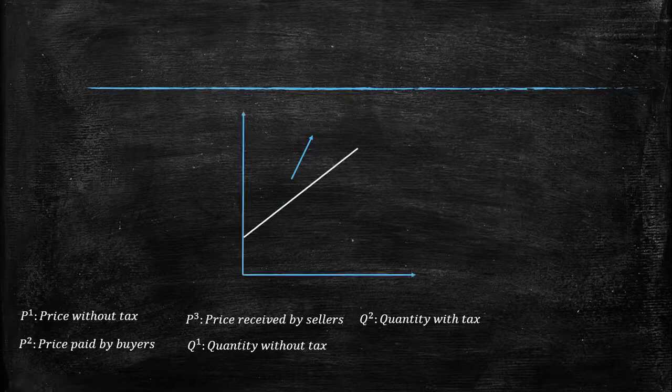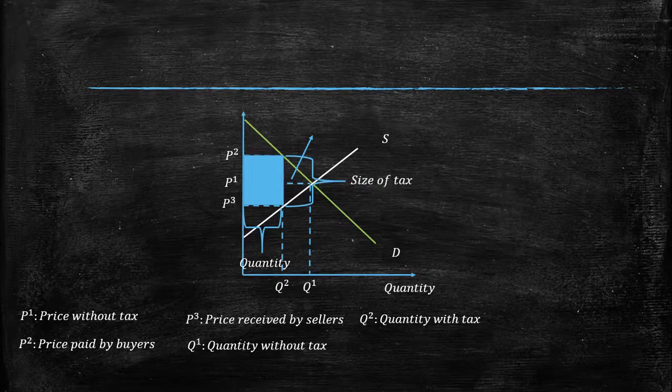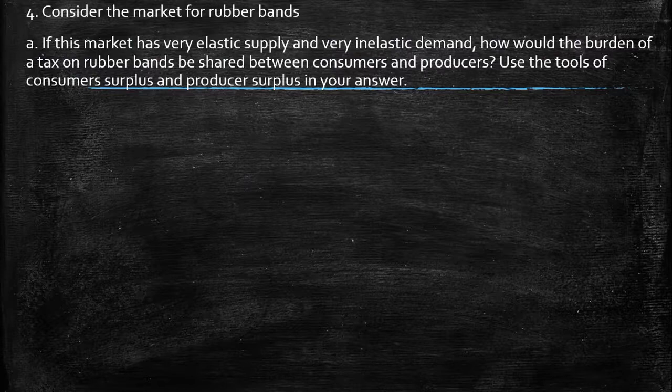So the other point is about the question: consider rubber bands. A. If this market has very elastic supply and very inelastic demand, how would the burden of a tax on rubber bands be shared between consumers and producers? Use the tools of consumer surplus and producer surplus in your answer.